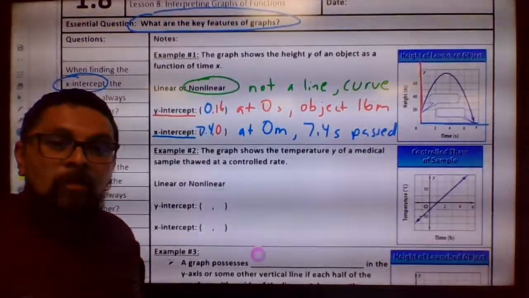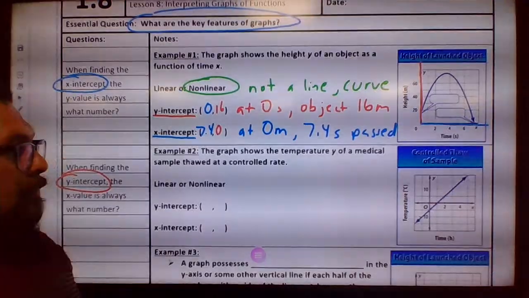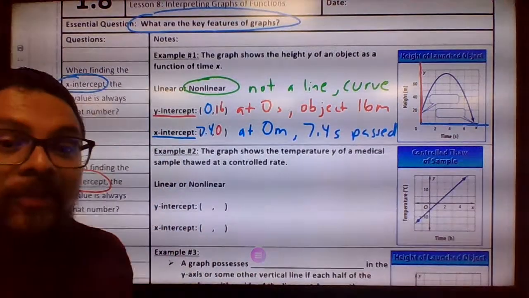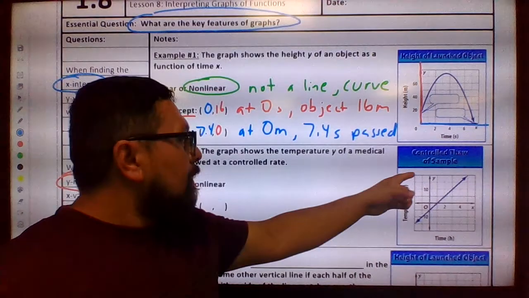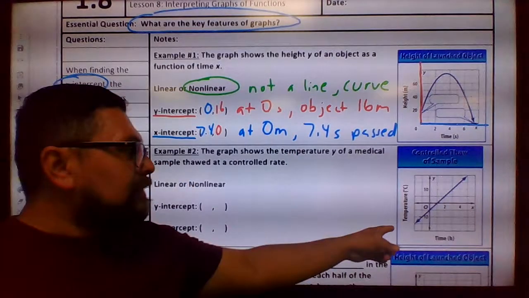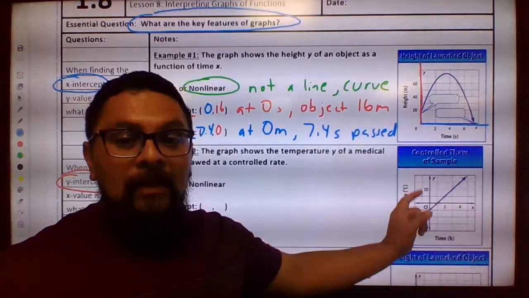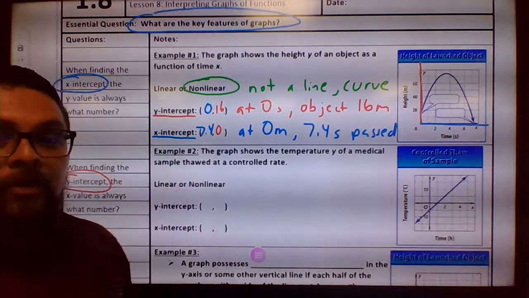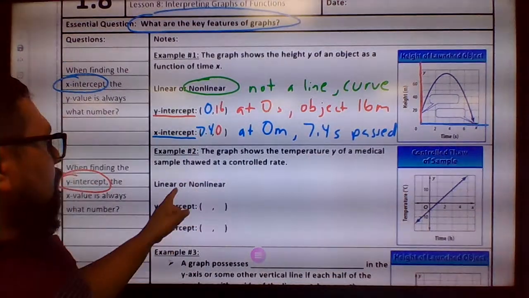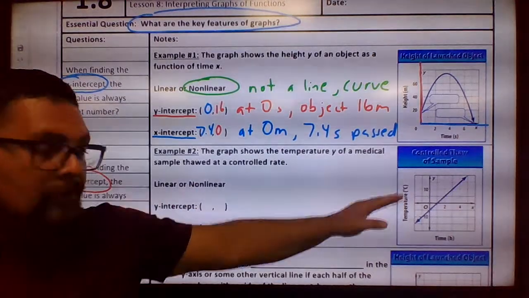All right, now we are at example number 2. Number 2 is a sample that has to be thawed. It's a medical sample, so this could be like blood, plasma. This is at very extreme, cold temperatures. Is this linear or nonlinear? This is linear.